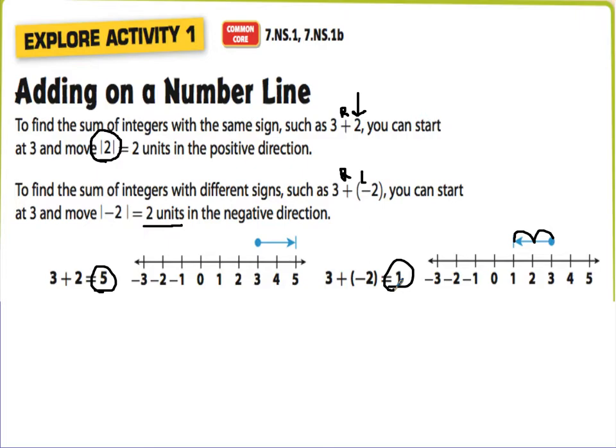If you can remember when you're on a number line that the addition, subtraction, and negative signs tell you which way to go. And really, once you get used to this idea of which way on the number line you're going, the addition and subtraction of integers gets a lot easier.